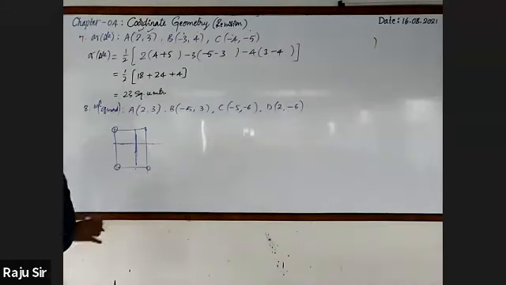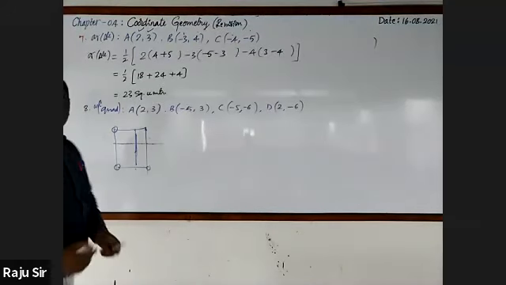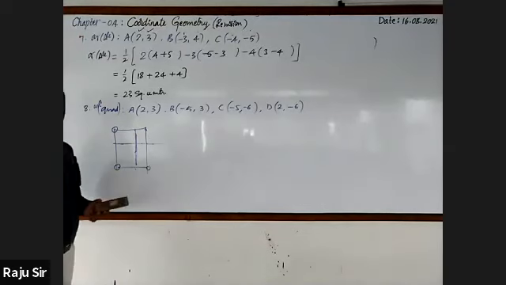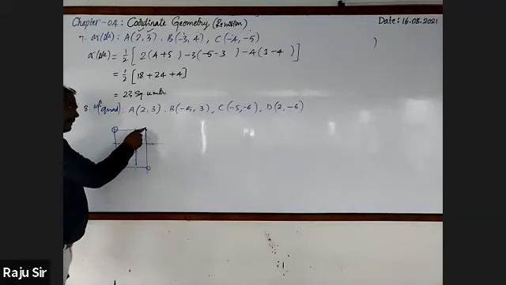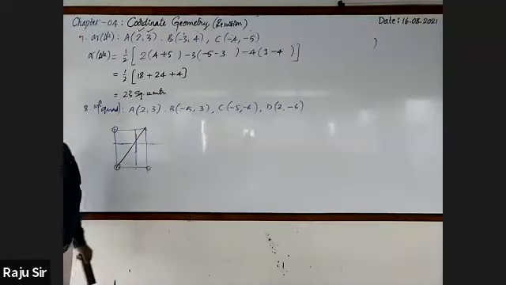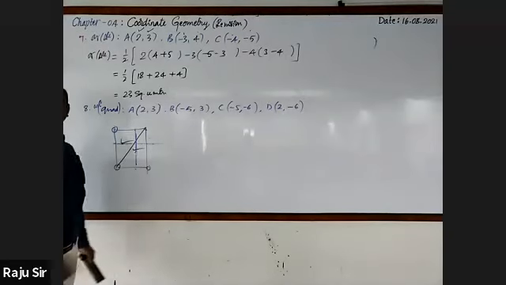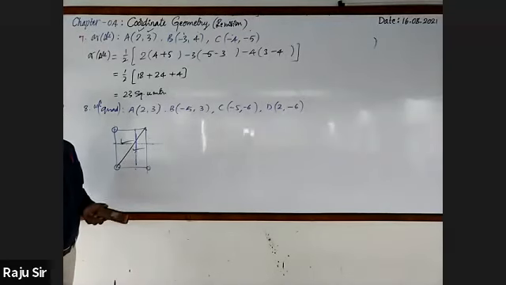Area of a quadrilateral, how do you find it? First, draw a diagonal. By drawing the diagonal, you get two triangles. You have to find the area of the two triangles.